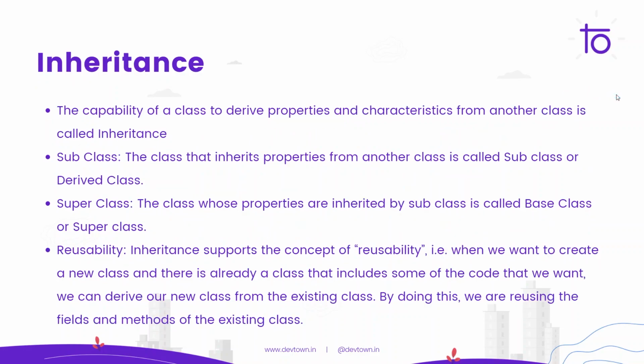Inheritance. The capability of a class to derive properties and characteristics from other classes is called inheritance. So in inheritance, we'll have a subclass, which is the class that inherits properties from another class. A superclass is the class whose properties are being inherited by the subclass. Inheritance supports the concept of reusability.